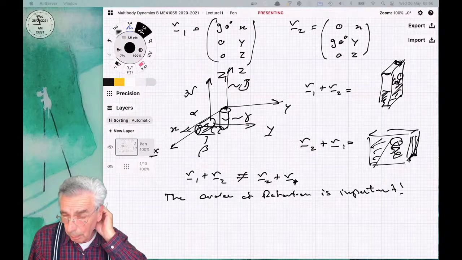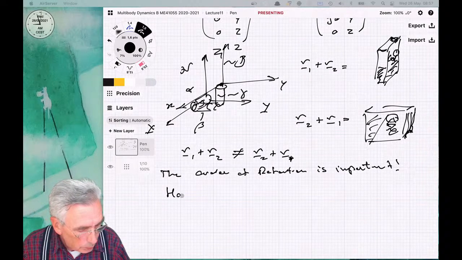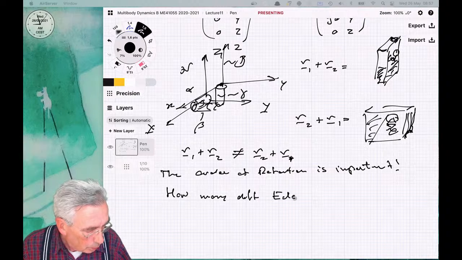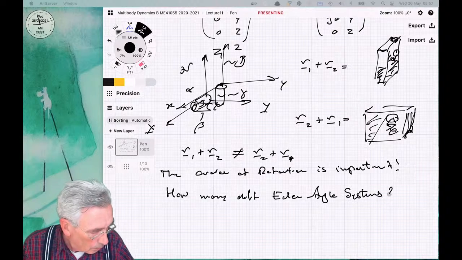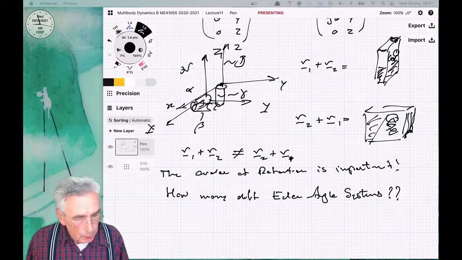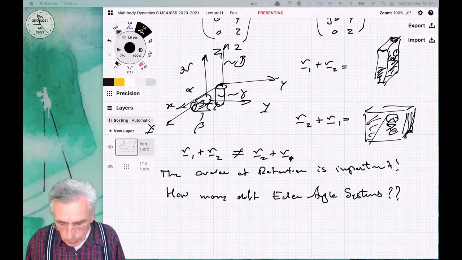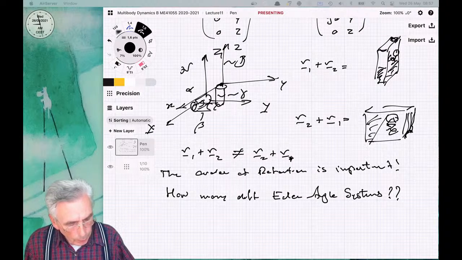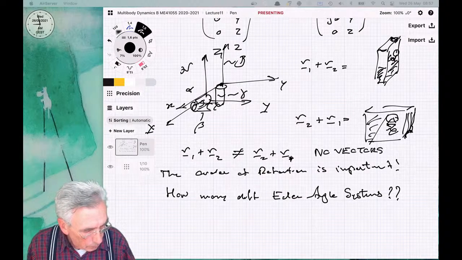Now let's address this other point where I was saying, well, let's pick one. How many different Euler angle systems are there? Well, as you see in this picture, this is another one which I initially showed. I think what I started with was the ZXZ. Oh yeah, no vectors. Euler angles.